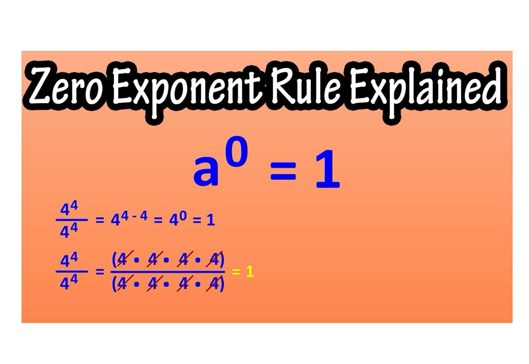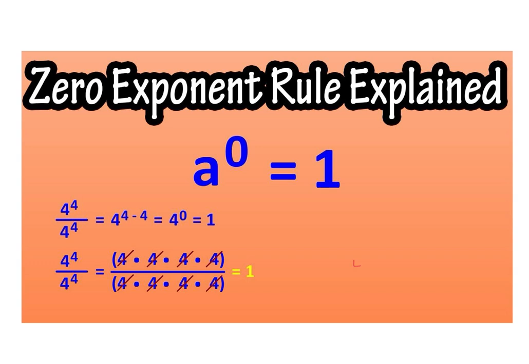In the example, we have 4 to the 4th power over 4 to the 4th power. Using the division property, we can subtract 4 minus 4, which is going to give us 0. 4 to the 0 power is always going to equal 1. The reason is because 4 to the 4th power means 4 times itself 4 times. And when you divide a number over the same number, that is equal to 1.